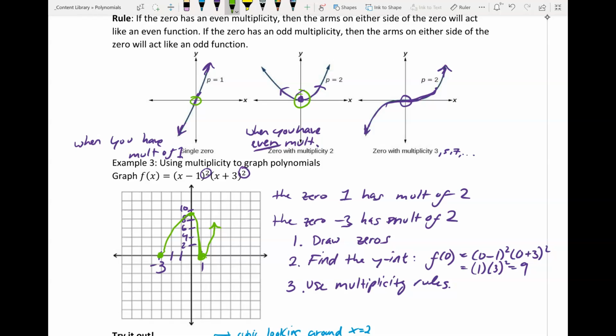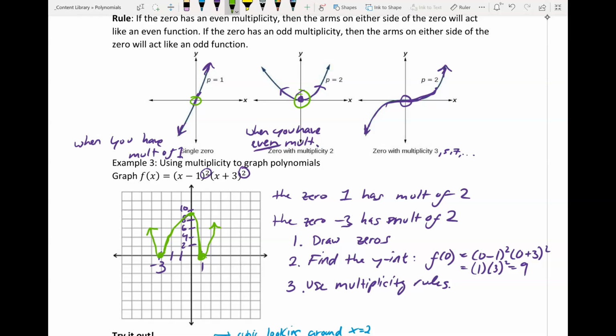The 0 of -3 has a multiplicity of 2 as well. I already have one arm, and this arm is up. So then in order to make a parabola around that, I have to go back up. And then we are done with our graph there.